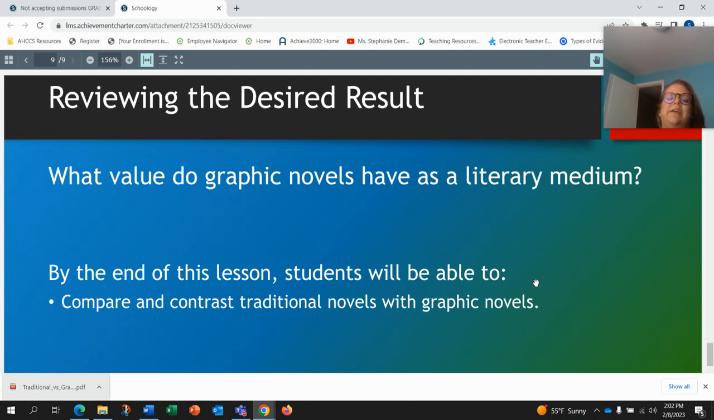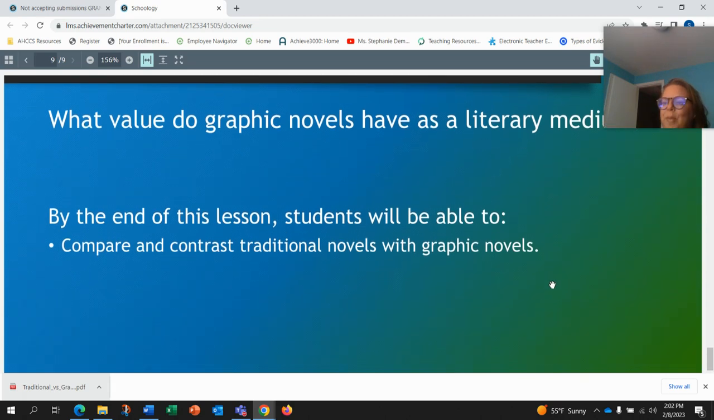So, at the end of this lesson, you should have been able to compare and contrast traditional novels with graphic novels. There's also a PowerPoint connected to this lesson, so feel free to look through that as well.